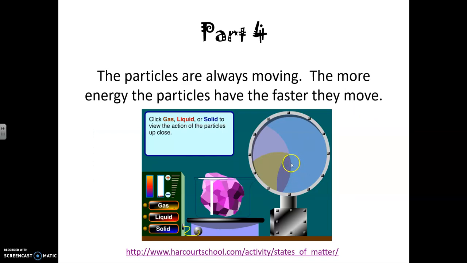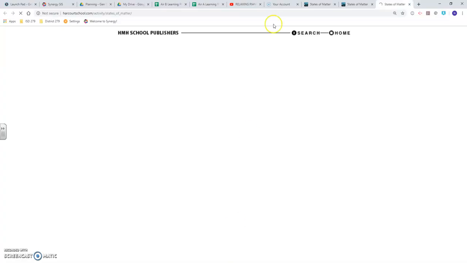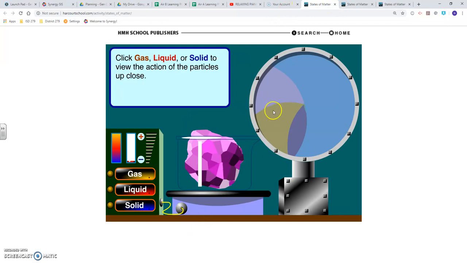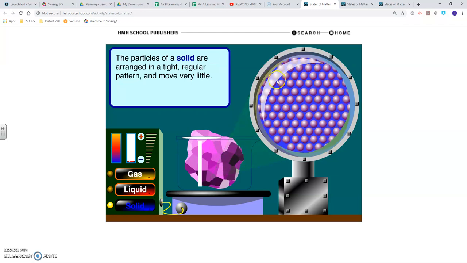Part four, the particles are always moving. The more energy the particles have, the faster they move. Now this is really hard. This is a hard one to see. Okay, so we're going to look at this simulation right here. Right now we have solid. Okay, if we look at this, we have a low amount of energy. We're in the solid state. Okay, I'm going to click on this and we're going to see what the particles look like here. If we zoom in here, the particles are vibrating, but they are all in a nice organized fashion.